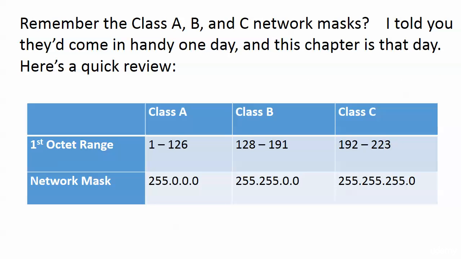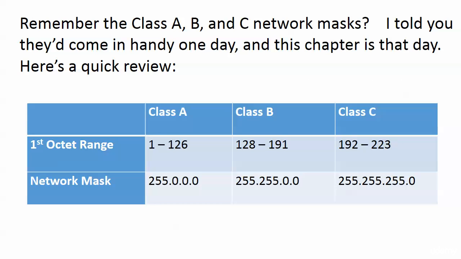Hey, remember these? These are your Class A, B, and C network masks and your ranges. And I told you they'd come in handy one day. It's not just something you have to memorize. Well, this chapter is that day. And here's a quick review of them. Class A, first octet is 1 through 126, and the network mask is 255.0.0.0, or in prefix notation, /8.